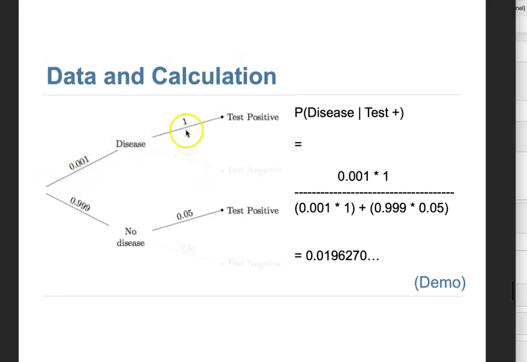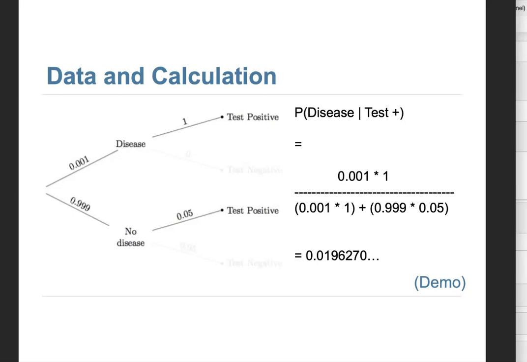Okay, so we're looking for the test positive, but they do have the disease. So then we need to multiply this branch. We're using 0.001 times 1. That's the numerator. But for the denominator, we need to have both. So we have 0.001 times 1 and 0.999 times 0.05. Okay, so then we got our percentage. That's about 2% only. So did you get that right?